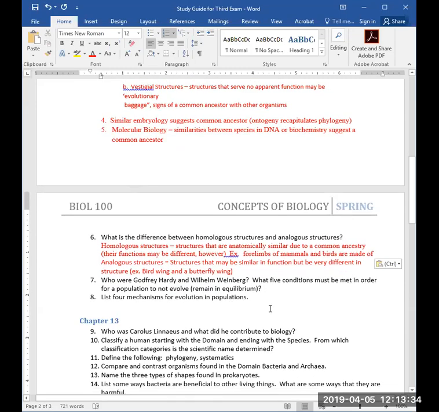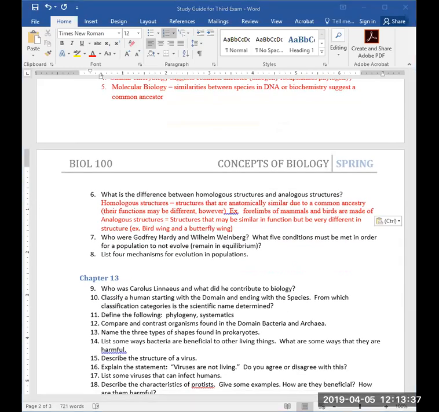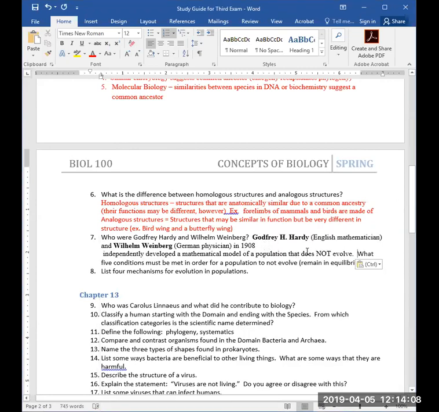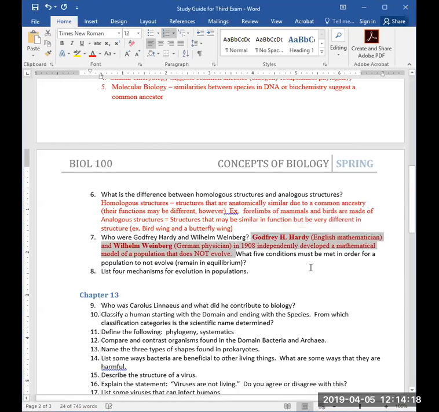Hardy and Weinberg, these are scientists that looked at population genetics, or the study of evolution in populations, and they kind of took a different view of how to go about looking at populations and evolution.